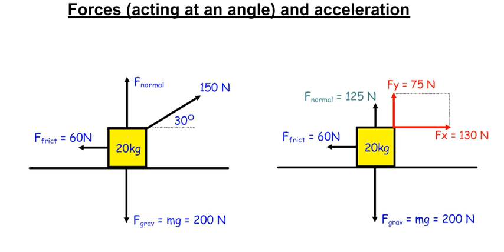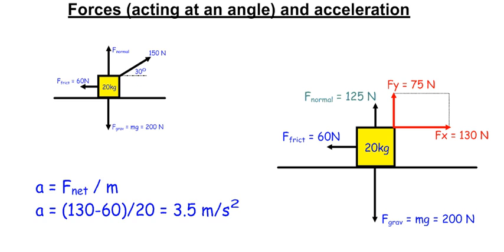Furthermore, we can find the size of this acceleration. So if we apply Newton's second law to this mass, looking at the net force, it is 130 minus 60, and the mass is 20 kilograms. Applying Newton's second law leads us to an acceleration of 3.5 meters per second squared. The acceleration will obviously be in the direction of the net force. That's towards the right.